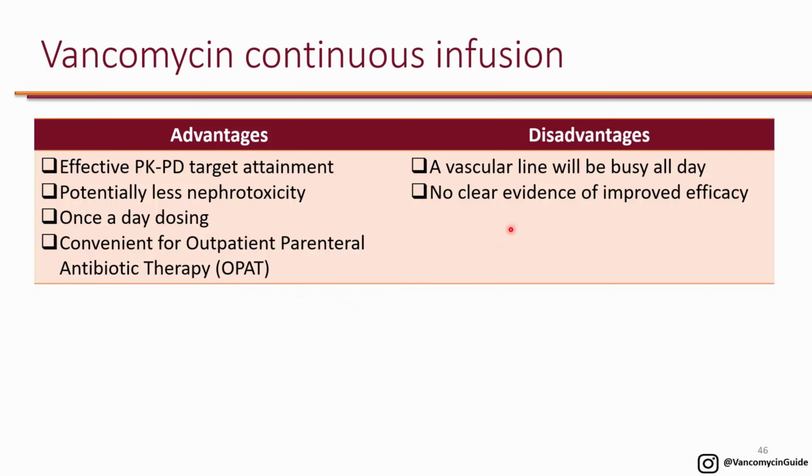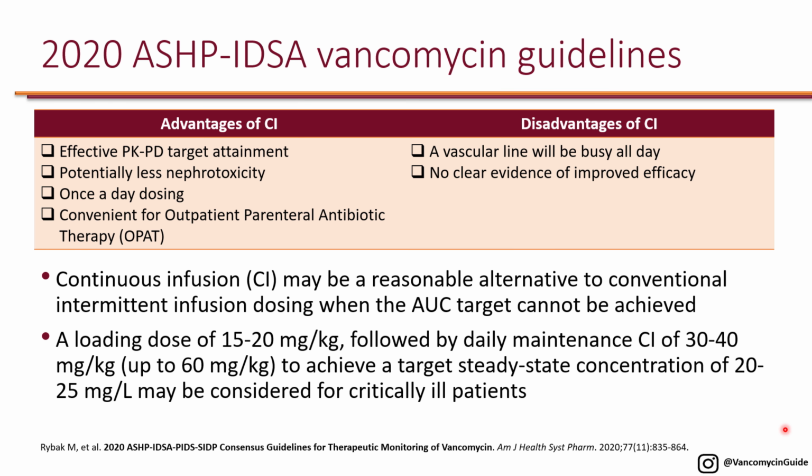Now, the disadvantage is that a vascular line will be busy all day. So if you wanted to administer other antibiotics or other medications, really, a line would be taken. And ultimately, studies have not shown clear evidence of improved efficacy over conventional intermittent dosing. And the 2020 ASHP IDSA vancomycin guideline recommends continuous infusion may be a reasonable alternative to conventional intermittent infusion dosing when the AUC target cannot be achieved. So if you keep getting levels and you cannot achieve the AUC, then continuous infusion might be able to help you achieve those targets.